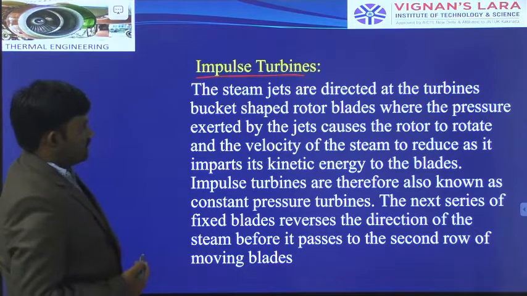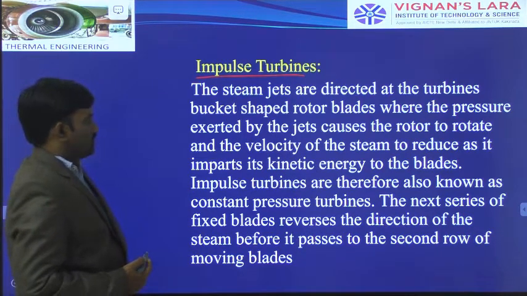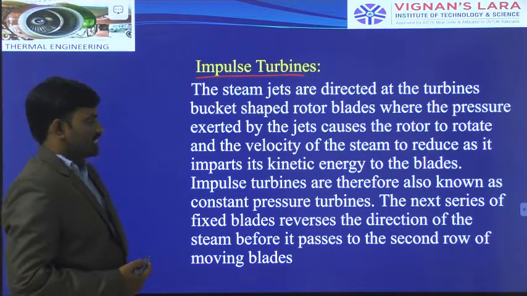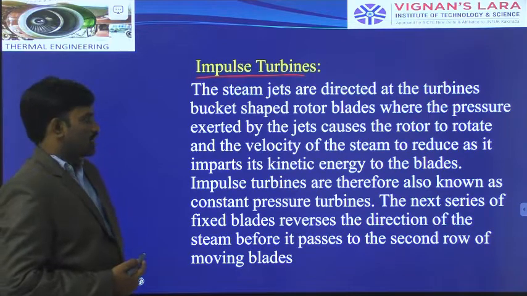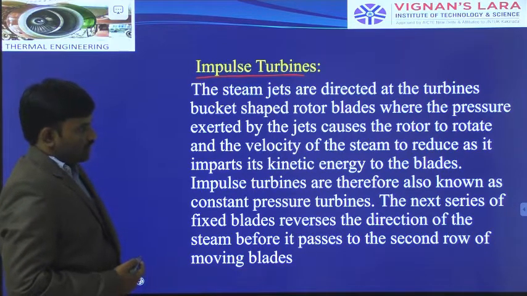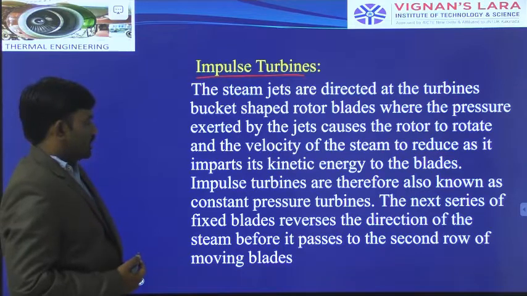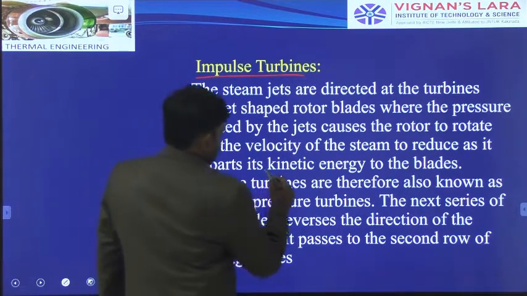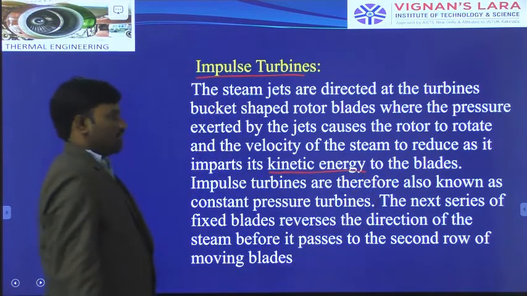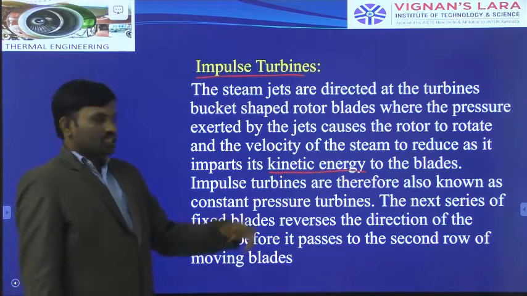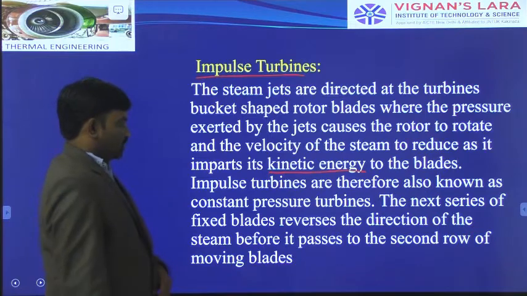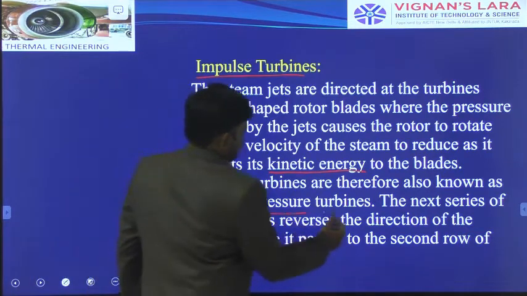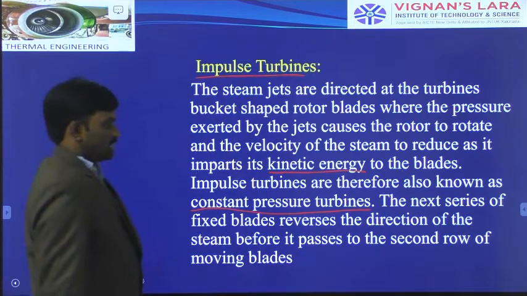The steam jets are directed at the turbine's bucket-shaped rotor plates, where the pressure exerted by the jets causes the rotor to rotate, and the velocity of the steam reduces as it passes kinetic energy to the blades. The pressure energy of the steam acts on the blades as kinetic energy. Impulse turbines are therefore also known as constant pressure turbines. At the inlet and exit, we are expecting the same pressure.